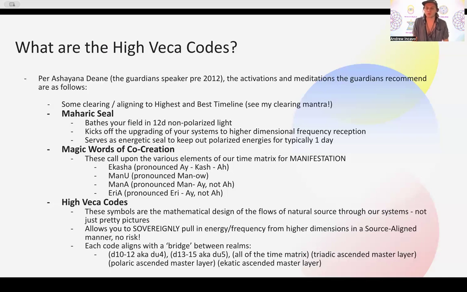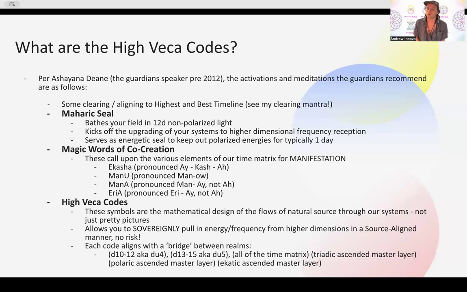What's really great about the Hyveka codes is you get to pull in frequency from beyond the polarized region, so dimensions 13 plus. And then also the polaric, triadic, and acatic layers, which are the three pre-sound, pre-light, and pre-vibration layers that exist beyond dimensions 15. So this is a really exciting broadcast to be dropping today.